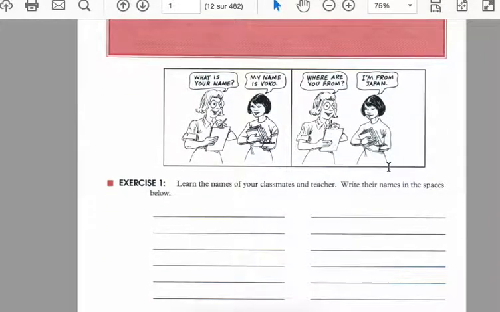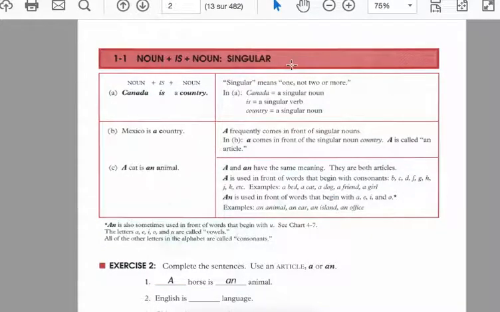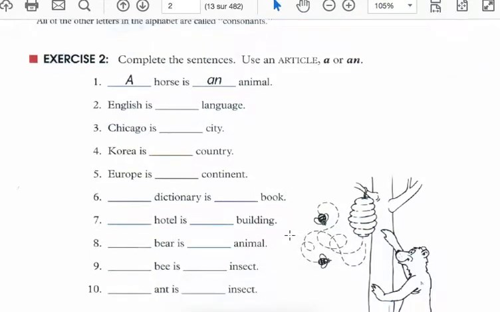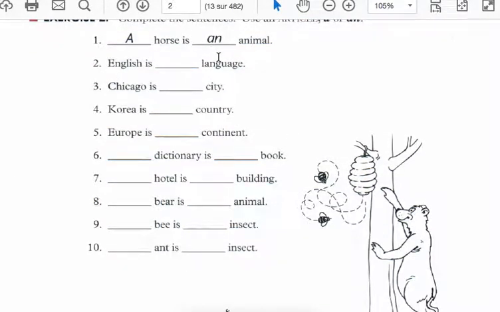So nothing complex here. After, we did the noun. Noun can be singular or plural, but here we're using different singular nouns and we're using a or an. So it's very easy. I'm going to just talk about the exercises here. A horse is an animal. English is a language. So in America, you can hear the Americans saying a language instead of an language. Okay, it's normal. Chicago is a city. Korea is a country. Europe is a continent. A dictionary is a book. A hotel is a building.